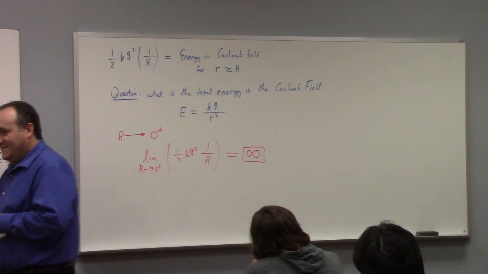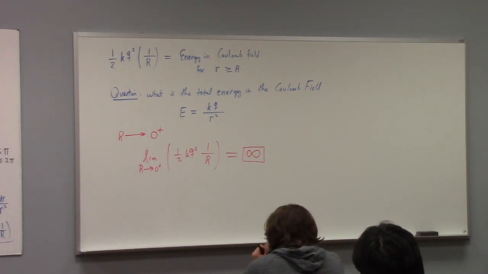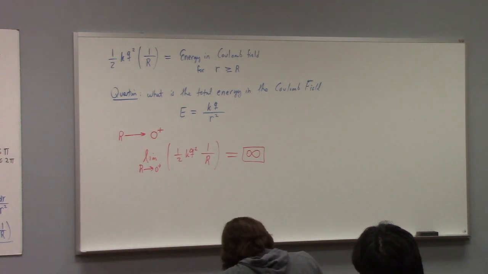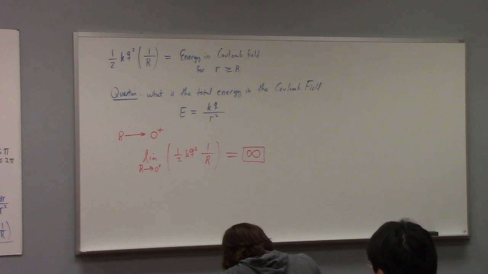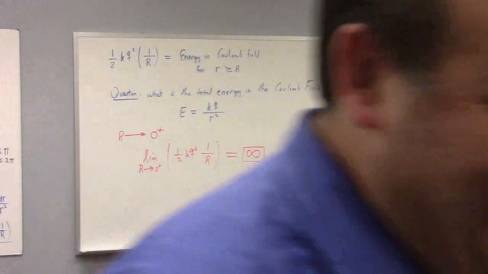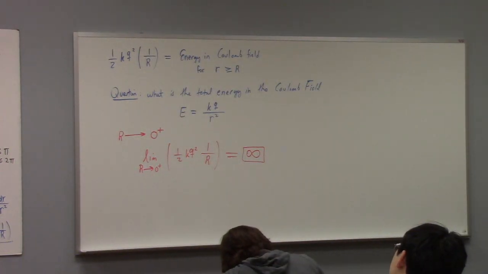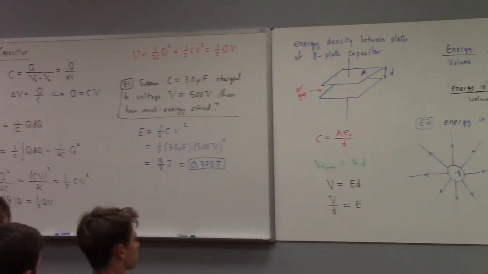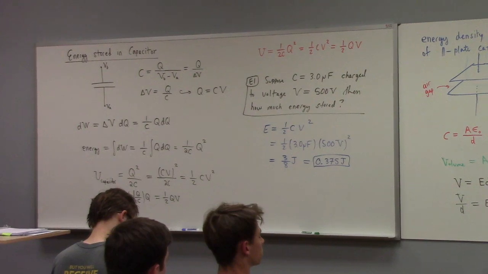This is the famous problem of the infinite self-energy of the electron. What does this mean? It means something's wrong in how we're looking at things. What is that? I have no idea. 0 doesn't exist? I'm pretty sure 0 exists. I give partial credit, so that wasn't a test score, but it does exist. All right.